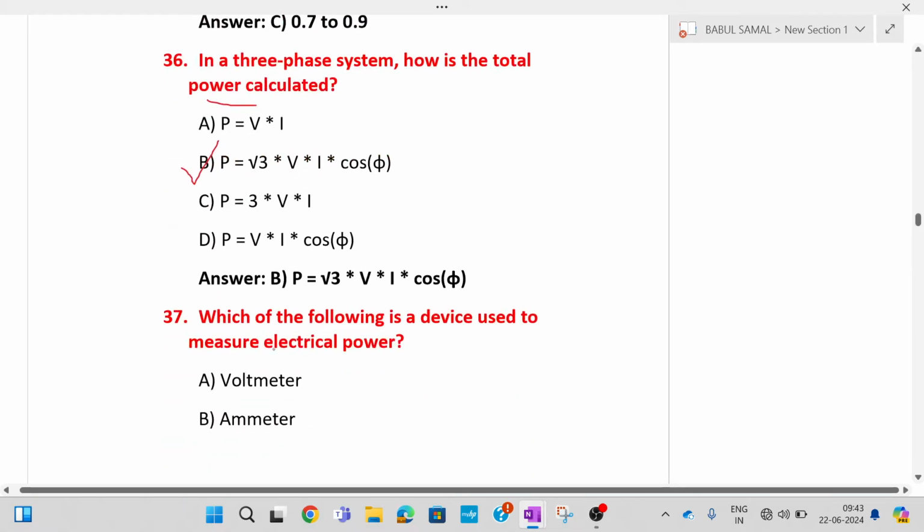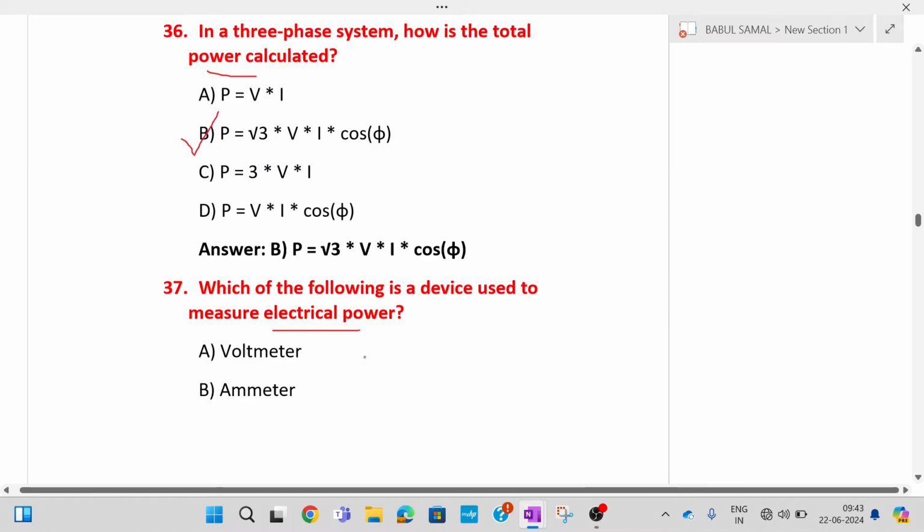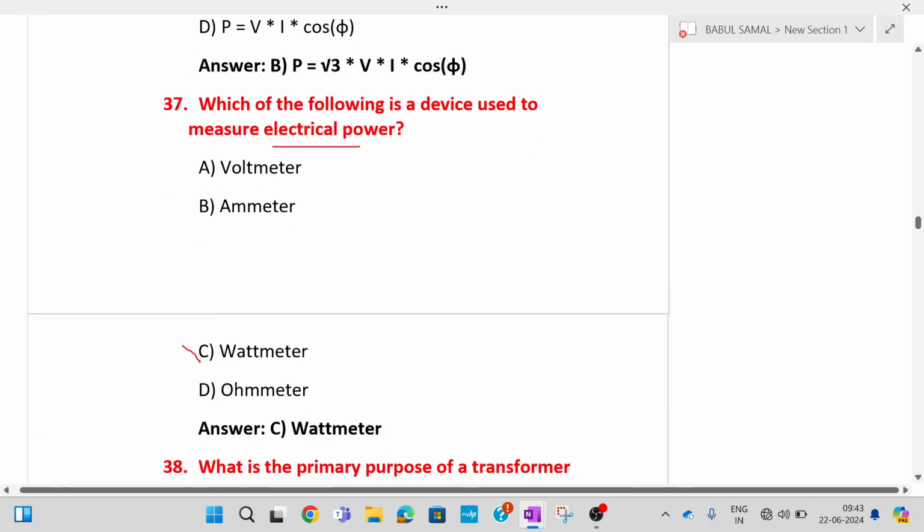Next question. Which of the following is a device used to measure electrical power? So the same question is repeated here. The correct answer will be wattmeter.